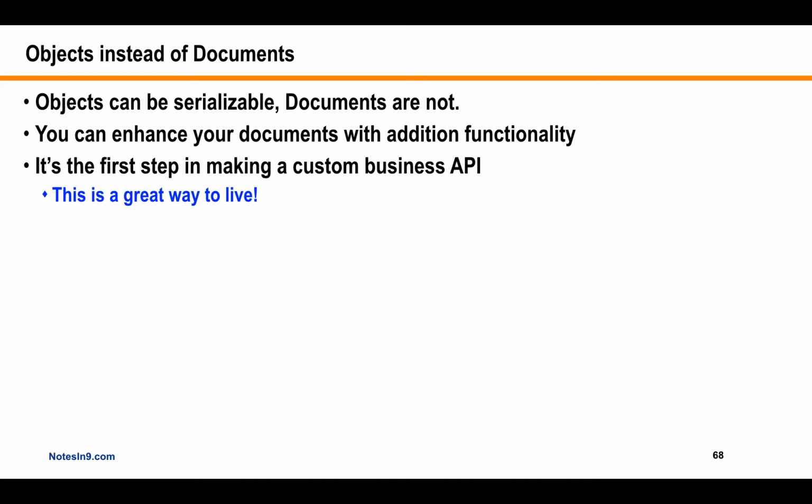You can enhance your documents with additional functionality. And I do this all day long. So if I have a company document, I make a company object, and I might make my own method that says getContacts, to get all contacts for that particular company. So it's really powerful. It's the first step into making your own custom business API.